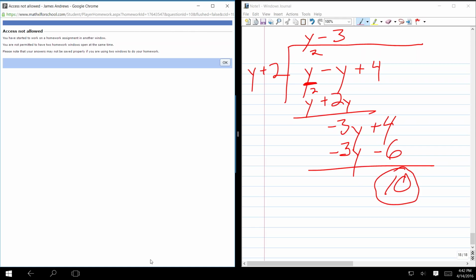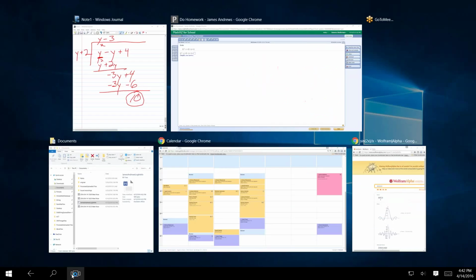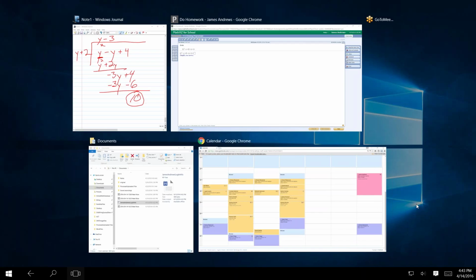Access not allowed. You have started to work on a homework assignment in another window. I think I still have one in my window. No, I closed them all out. None of mine are open either. Well, let's do this a different way.